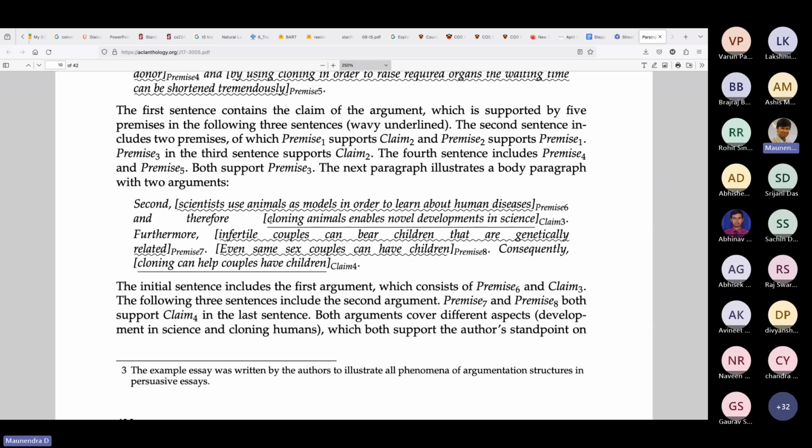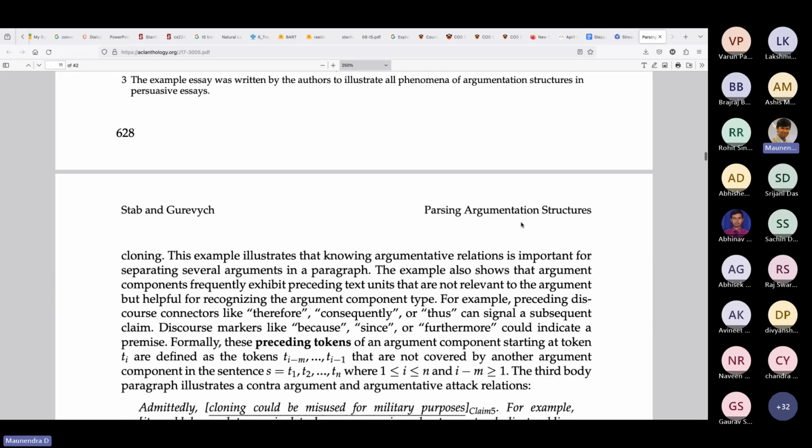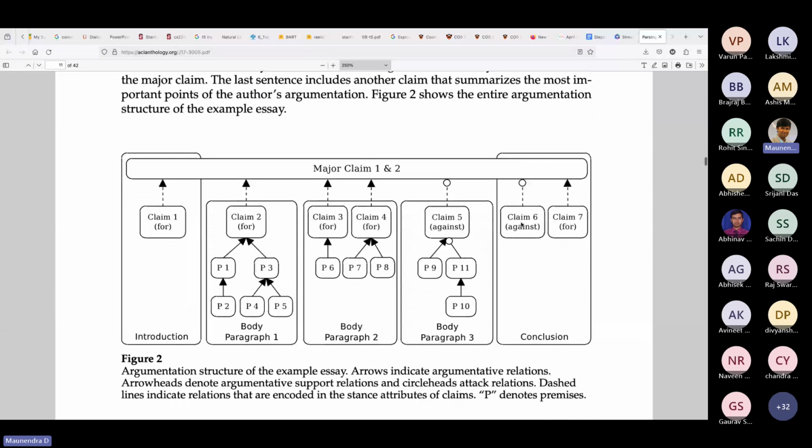Another new claim has come, but they have backed it with some premise. Scientists use animals as models in order to learn about their diseases. So these are already known from references. So that is premise 6. If you continue like that, you'll get an argument tree structure like this.